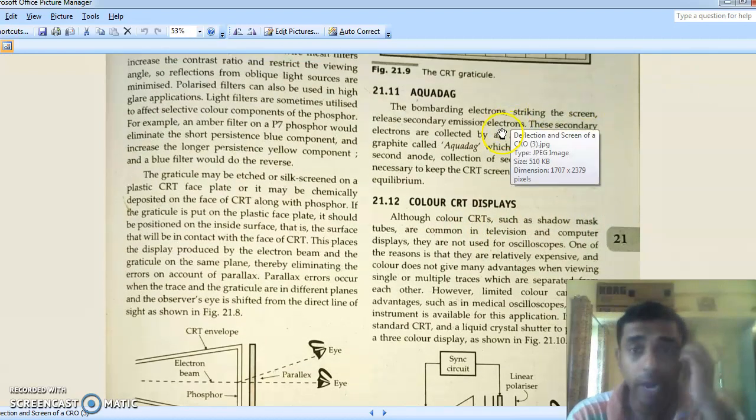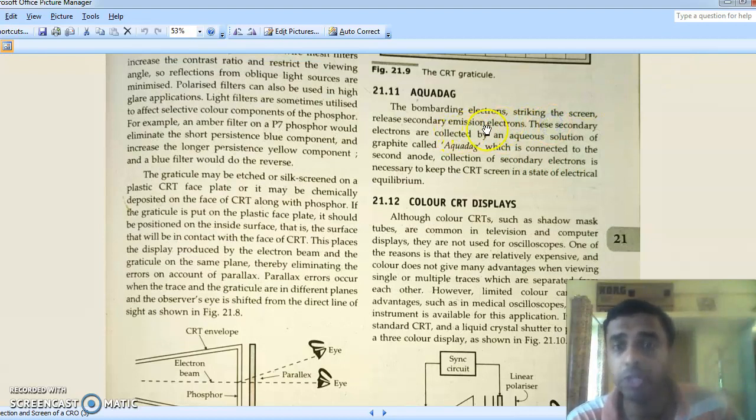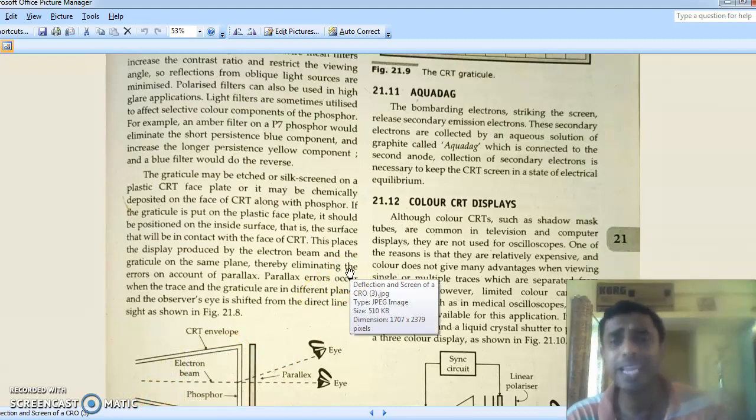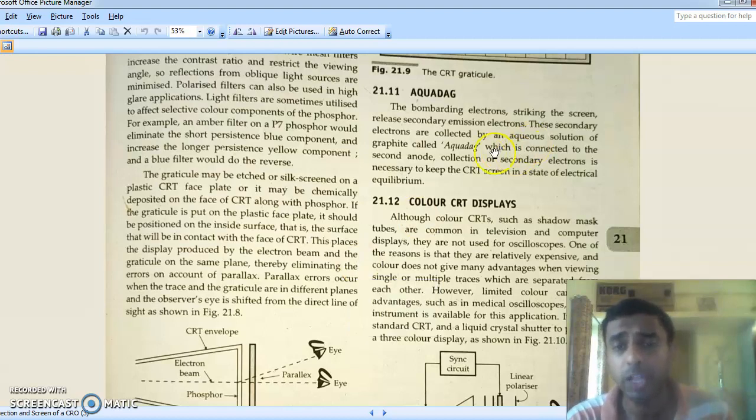Bombarding electrons striking on the screen release secondary emission electrons. These secondary electrons are collected by an aqueous solution of graphite called aquadac. This is the place where we place the aqueous solution of graphite. So how can the aquadac collect the secondary electrons? The aquadac is connected to the second anode, the accelerating anode, which we know is at a high positive potential. That high positive potential will attract the negative electrons, that is, the secondary electrons.